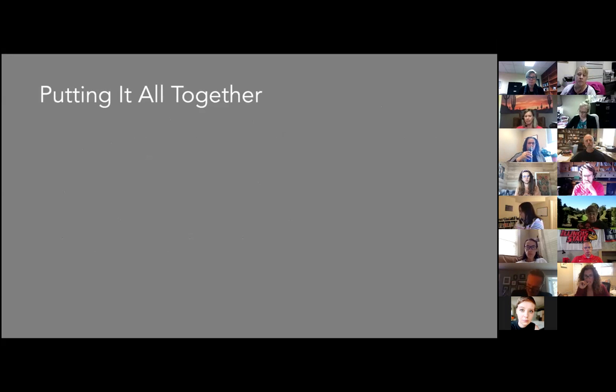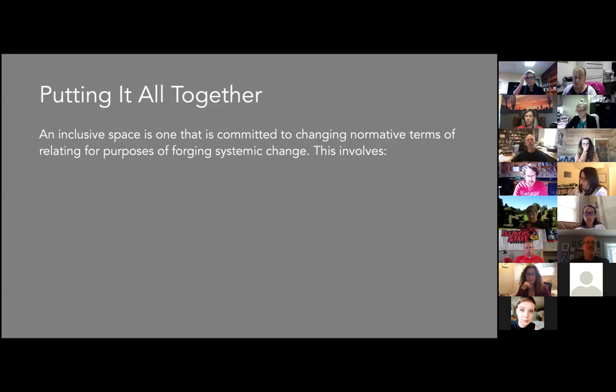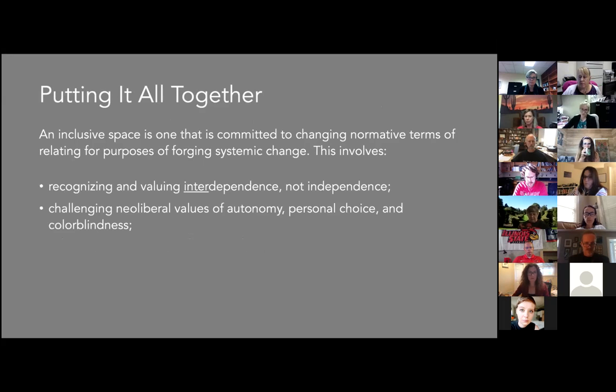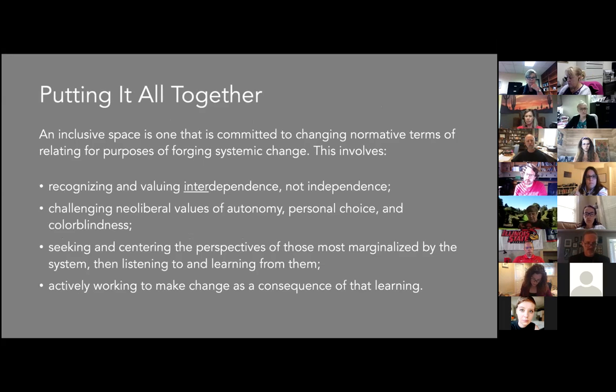So putting it all together, this is how I bring all these pieces together. An inclusive space is one that is committed to changing normative terms of relating for purposes of forging systemic change. So this involves recognizing and valuing interdependence, not independence, challenging neoliberal values of autonomy, personal choice, and colorblindness, seeking and centering the perspectives of those most marginalized by the system, then listening to and learning from them, and then actively working to make change as a consequence of that learning.